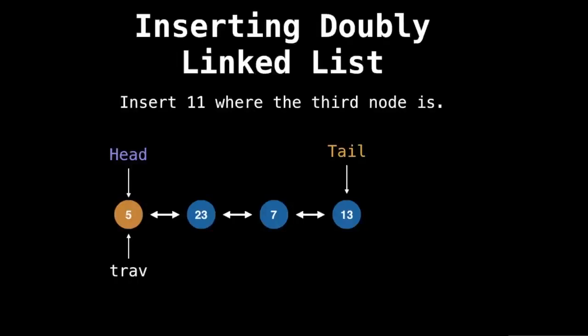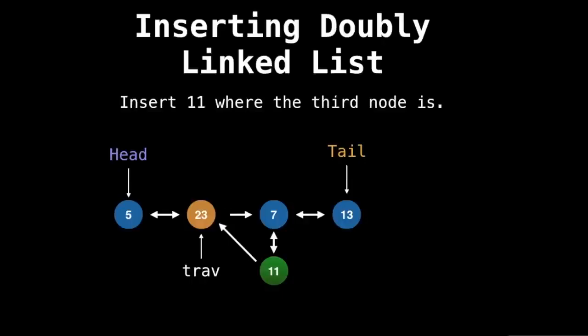Okay, create a traverser pointer which points to where the head is and advance it until you are just before the insertion position. So we advance the traverser by 1, and now we're just before the node, so we stop traversing. Let's create the new node, which is node 11. Point 11's next pointer to equal 7. Also point 11's previous pointer to be 23, which we have a handle on because of the traverser.